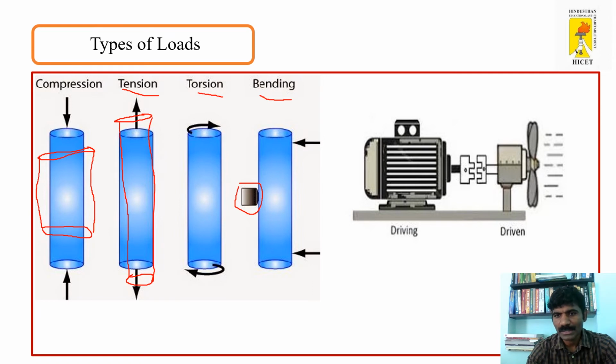So coming to this diagram, you have an application where you have a motor and a fan. The motor is driving the fan. So this is the driven part and this is the driving part, where the motor shaft is connected with the shaft of the fan. Here there is some twisting force happening because this is the rotating member where the energy is transferred from the motor to the shaft of the fan. As a result, the fan rotates because of the torsion.